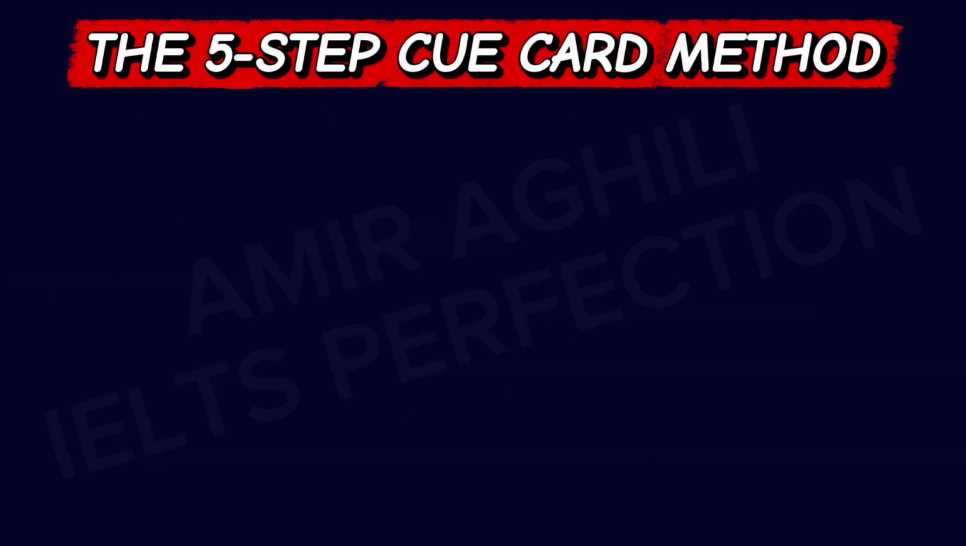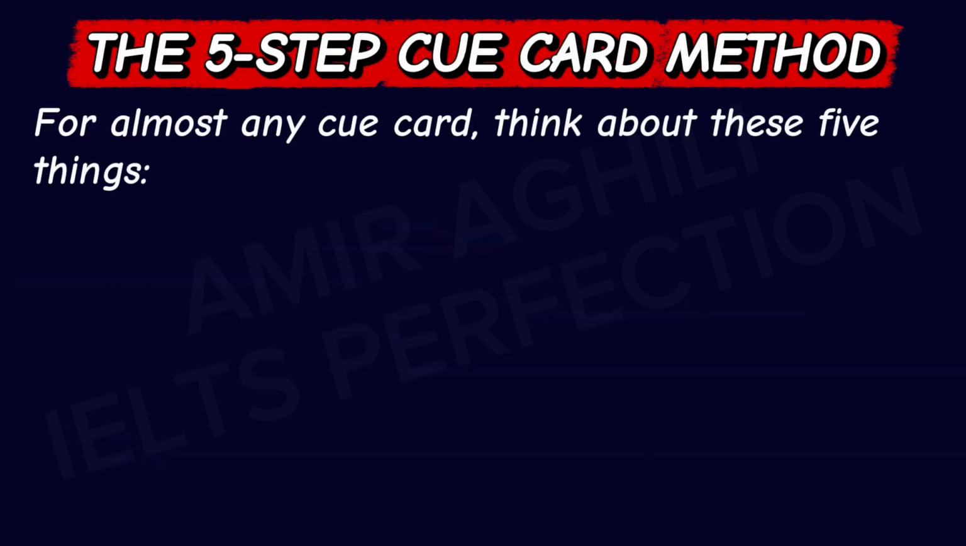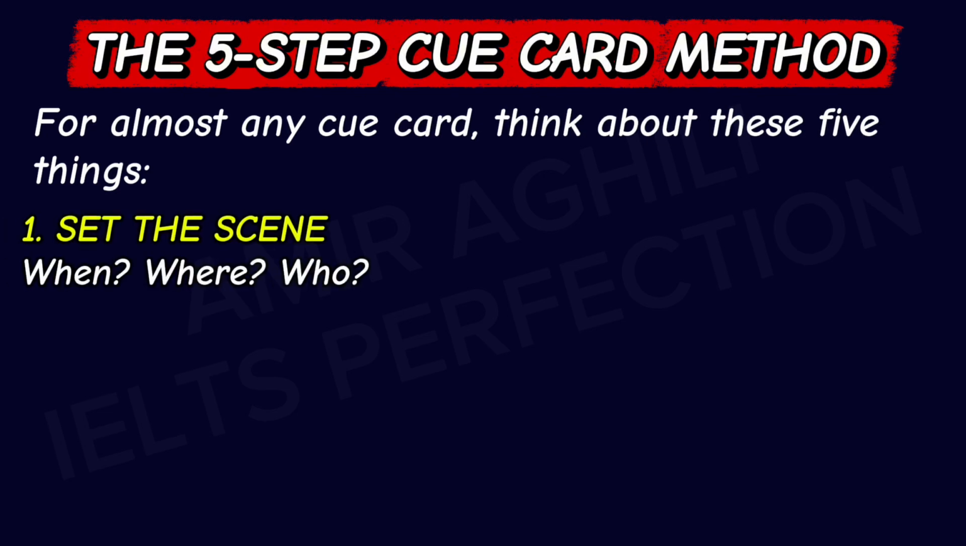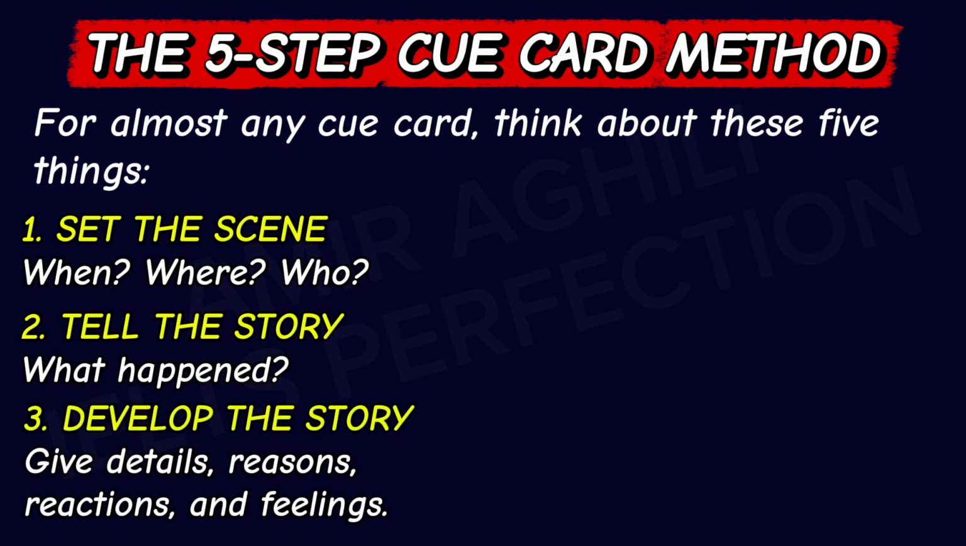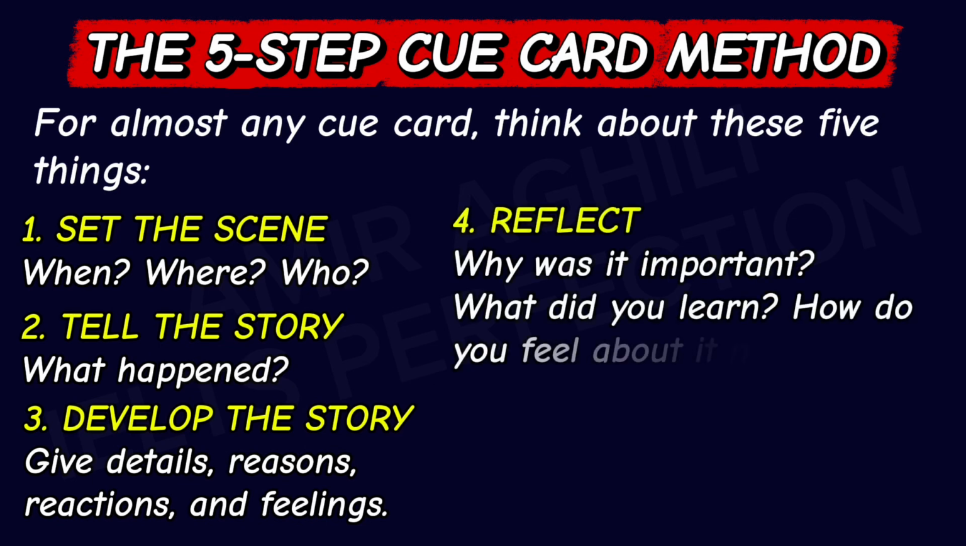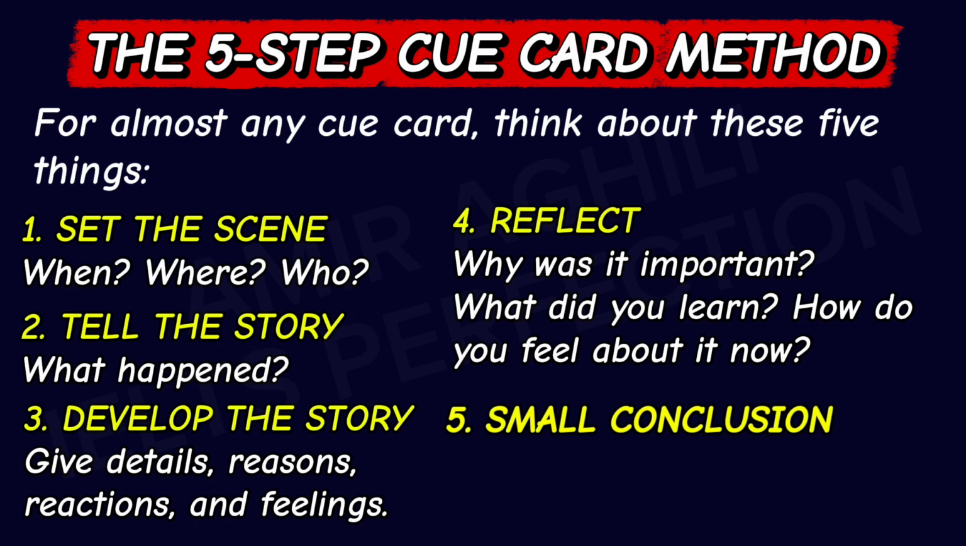Now let's see the system we're going to use. For almost any cue card, think about these 5 things. Number 1. Set the scene. When, where, and who. Number 2. Tell the story. What happened exactly? Number 3. Develop the story. Give details, reasons, reactions, and feelings. Number 4. Reflect. Why was it important? What did you learn? And how do you feel about it now? And number 5. Conclusion.